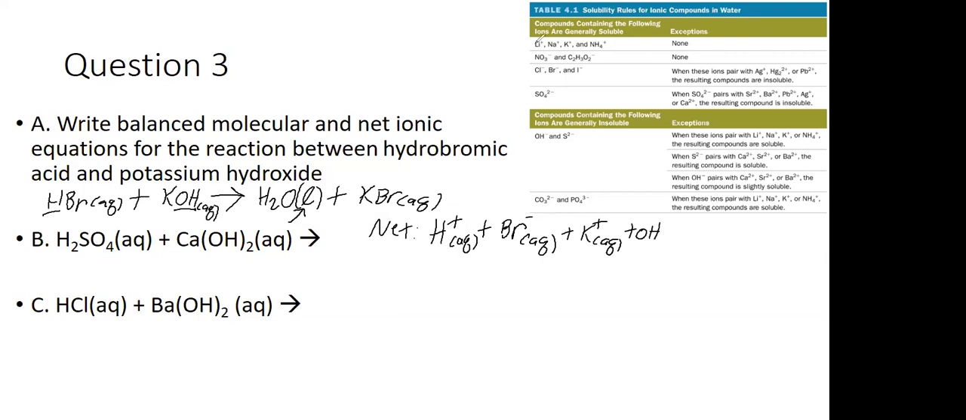What is the charge of OH? OH is always -1. So hydroxide, -1. Then we do not break up liquids or solids, so H2O stays a liquid. Plus, then we break up potassium and bromide. So that's our net ionic equation.